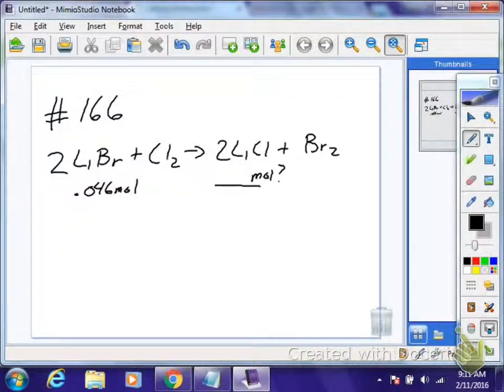So the problem says you have 0.046 moles of lithium bromide. How many moles of lithium chloride do you need? So there's chlorine, there's bromine, there's lithium chloride, and there's lithium bromide. So if you're not very good on your names, then that will become a problem of understanding what you're trying to solve for.